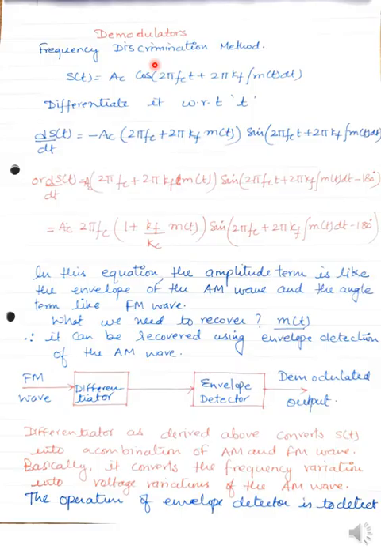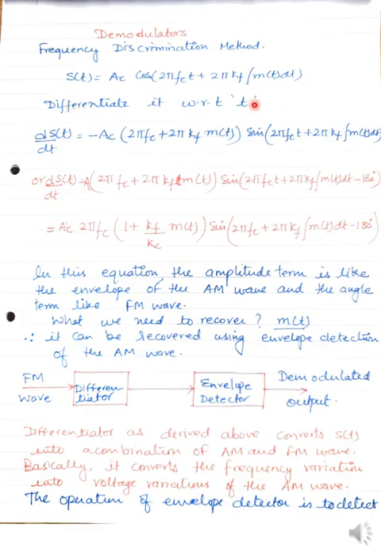Demodulators. So the modulation is done. Now we need to do demodulation of them. For this, the frequency discrimination method is used. Here, discrimination is basically the term used for differentiation. So s(t) equals Ac cos(2 pi fc t plus 2 pi kf integral of m(t) dt).